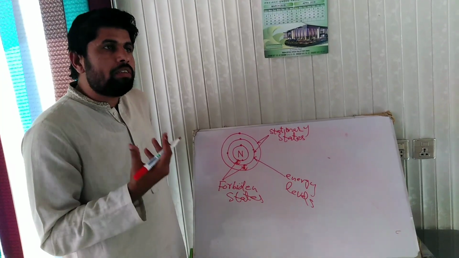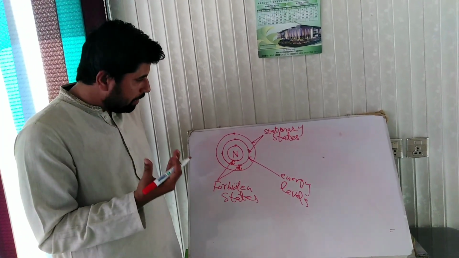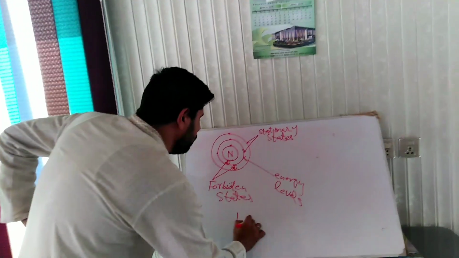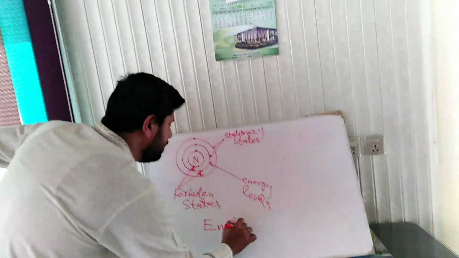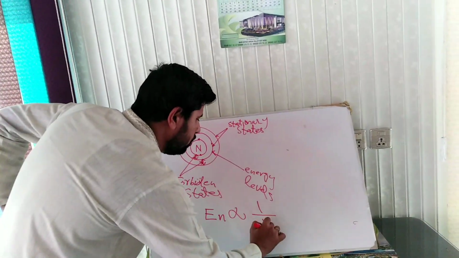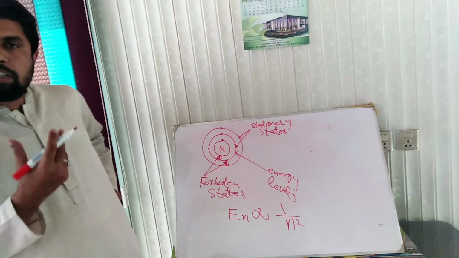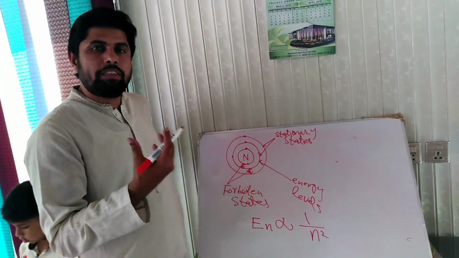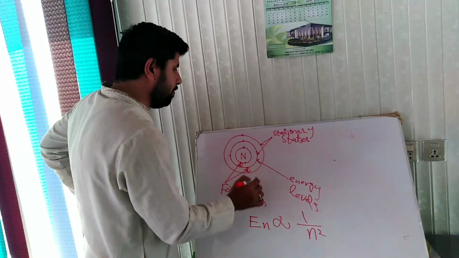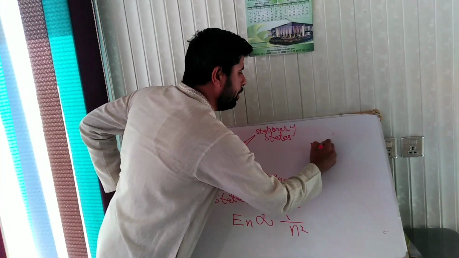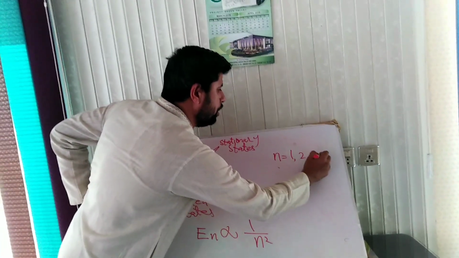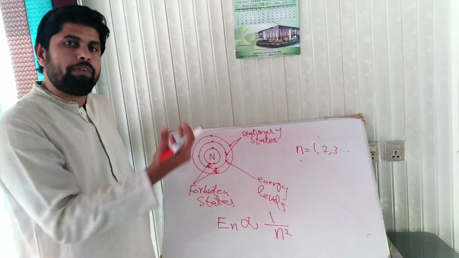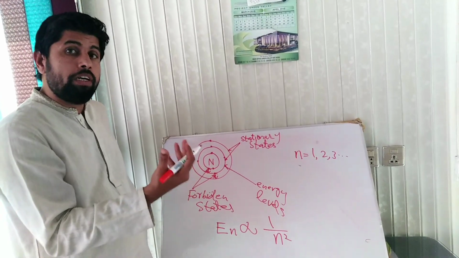So the next thing is, what is the energy? According to Bohr's theory, energy is directly proportional to 1 over n square, and n is called the principal quantum number, which shows the energy levels and energy states. So n can be equal to 1, 2, 3, and so on. So energy is inversely proportional to the principal quantum number, 1 over n square.